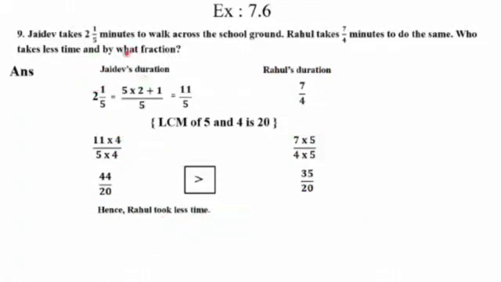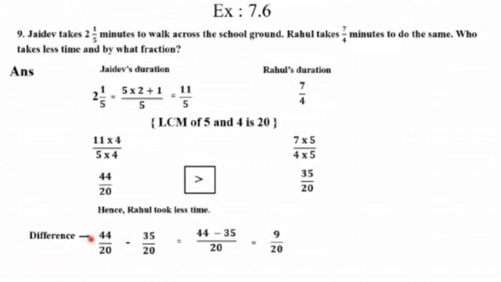By how much now? The further question. How much means we have to find the difference. So 44 upon 20 minus 35 upon 20 will give you 9 upon 20. So what is the difference in fraction? The difference in fraction is 9 upon 20. So Rahul took 9 upon 20 minute less time to cross the school ground.